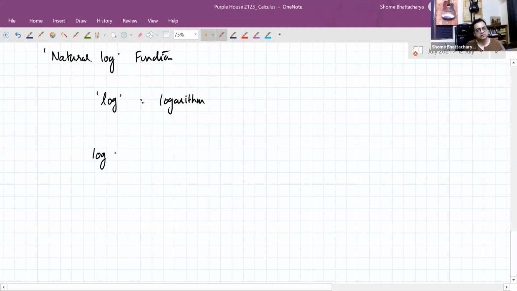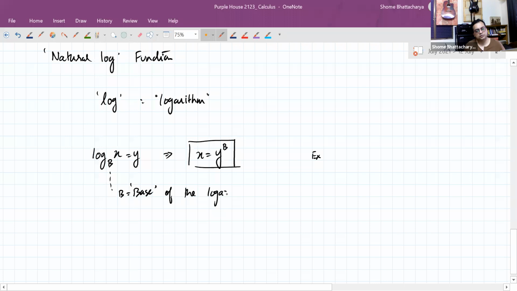Okay. So if we say in maths, log of x to the base b is equal to y, it implies that x is equal to b to the power y. This is the meaning of the term logarithm or log. First of all, this quantity b that we write is called the base of the logarithm. So for example, if I say that log of x to the base 2 is equal to 3, and then I ask you, therefore, what is the value of x?